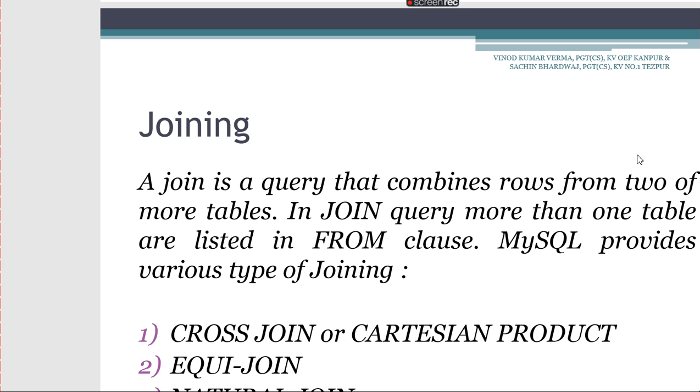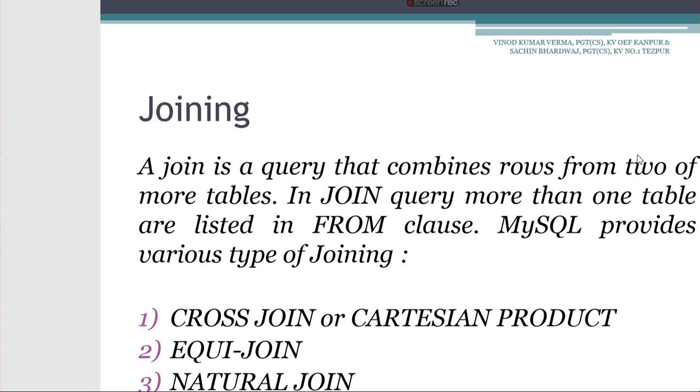So a join is a query that combines two rows or two records from two or more tables. In a join query, more than one table is listed in the FROM clause, and then SQL provides various different types of joining. The first one is Cartesian product or cross join. The second one is equijoin. The third one is natural join. So the first one is Cartesian product.